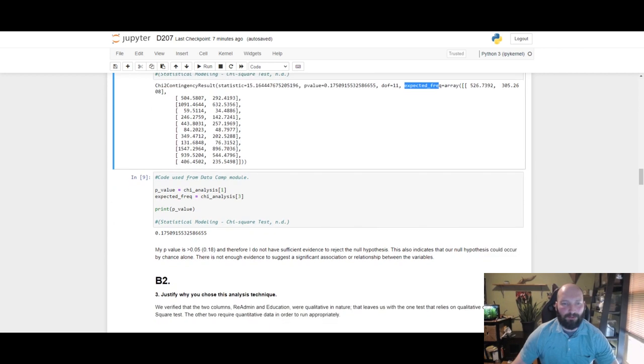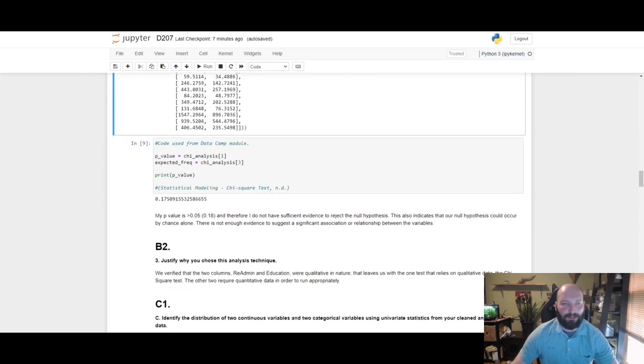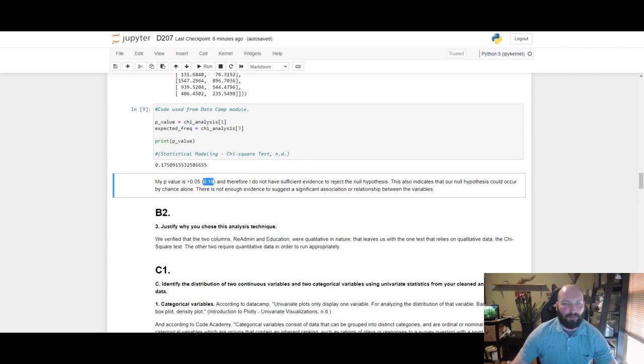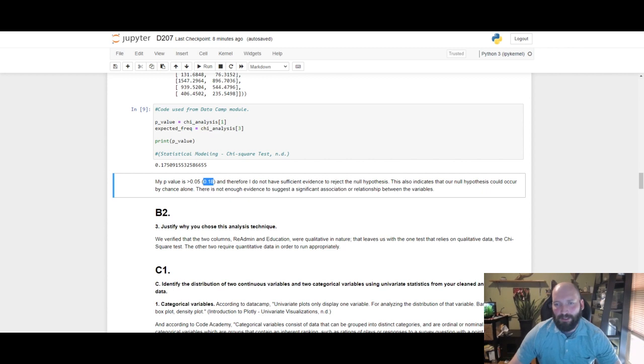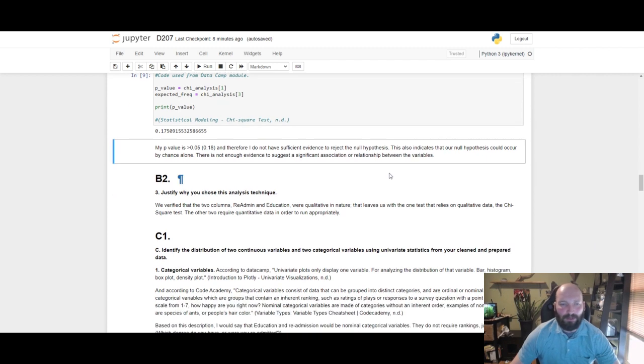And I just looked at the p-value specifically, just so I had it, and it's 0.175, rounded it to 0.18. So with that being my p-value, it is indeed greater than 0.05. So I do not have sufficient evidence to reject my null hypothesis. This also indicates that our null hypothesis could occur by chance alone. That's a problem. And there's not enough evidence to suggest a significant association of or relationship between the variables.